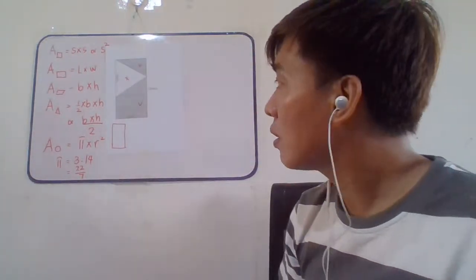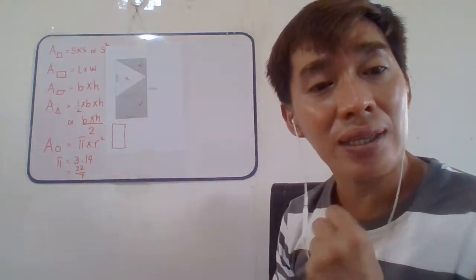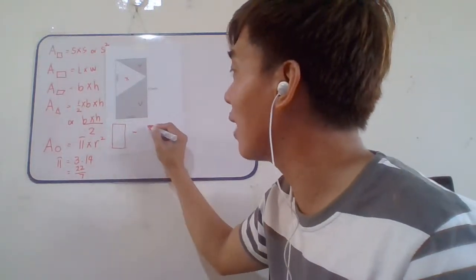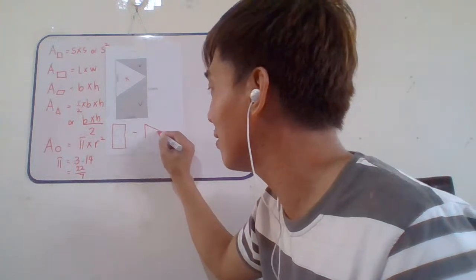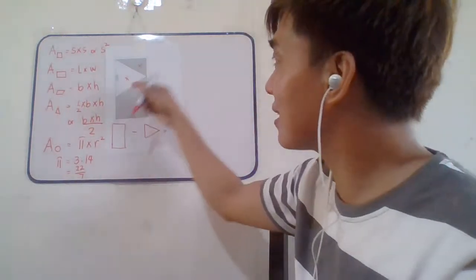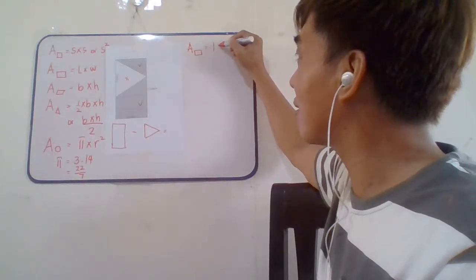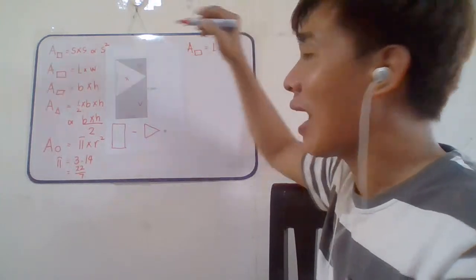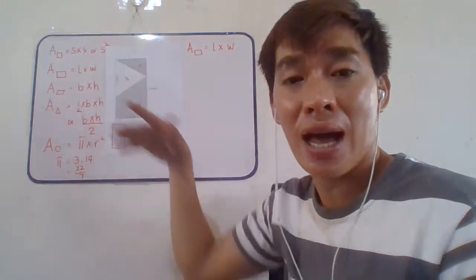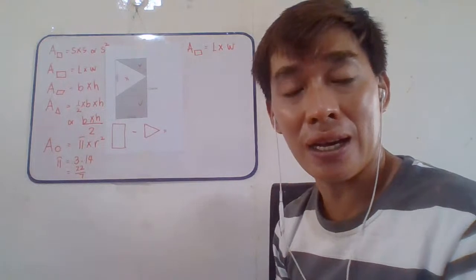So if you notice here, that is a rectangle, but a triangle was taken out. So we will subtract the area of that triangle. First, let's get the area of the rectangle. And of course, the area of the rectangle is length times width. It is easier now to solve because we already know the formulas of the different figures.